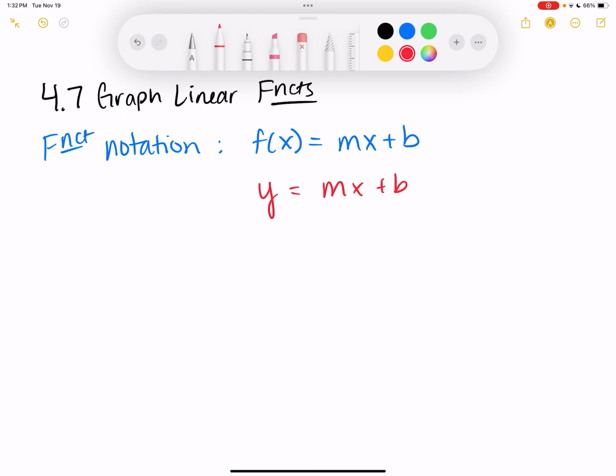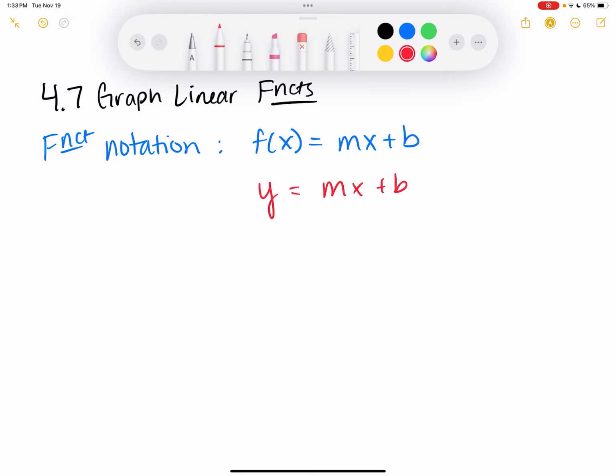So f of x versus y, guess what? They mean the exact same thing. F of x is the same as y. It's a different way to write things that's going to tell us some other things about our particular function. A lot of times they get used interchangeably. It just kind of depends on the situation.